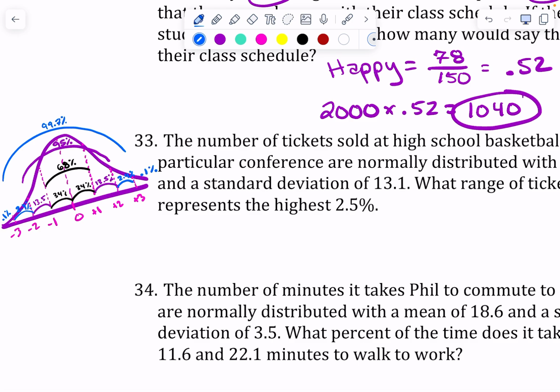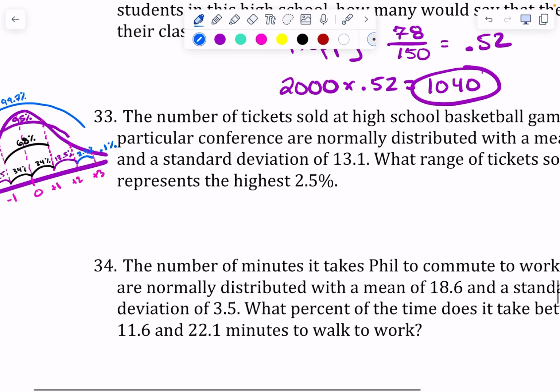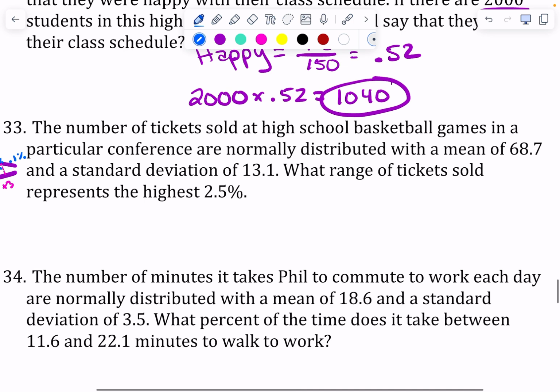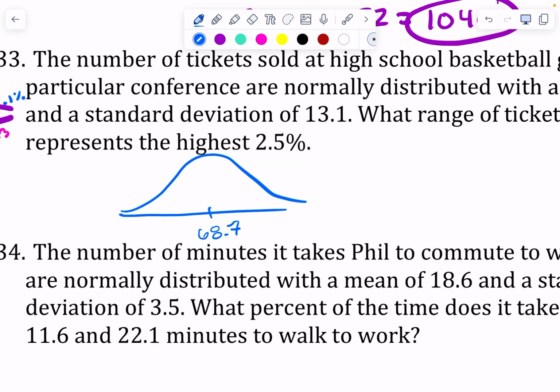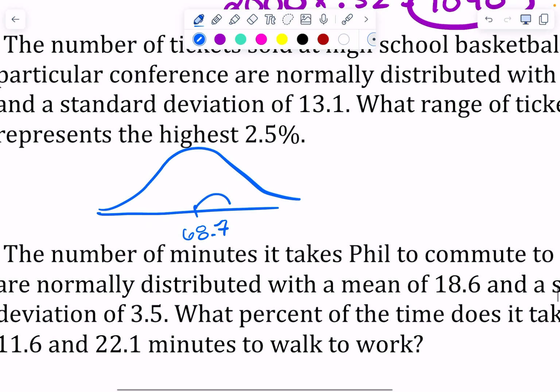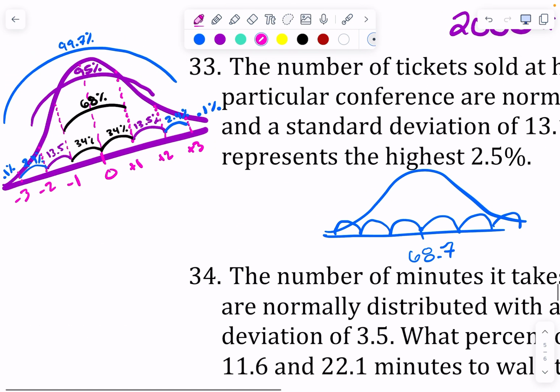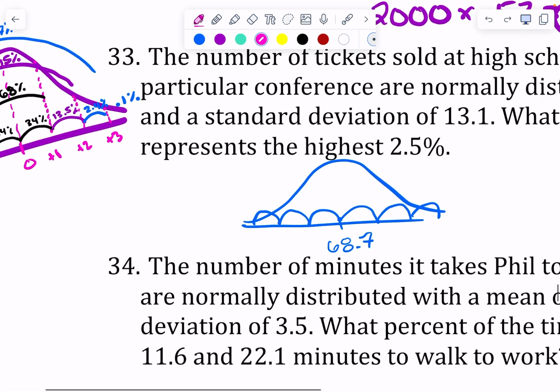The number of tickets sold at a high school basketball game in a particular conference are normally distributed with a mean of 68.7. That means my bell curve right here, 68.7 is the average, and a standard deviation of 13.1. So I'm adding 13.1, adding 13.1, adding 13.1, subtracting 13.1, subtracting 13.1, subtracting 13.1, right? You see how that works to get these little markings right here?